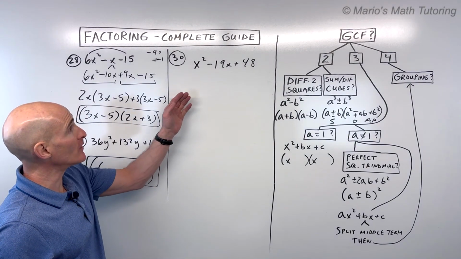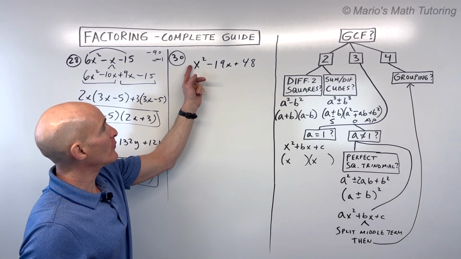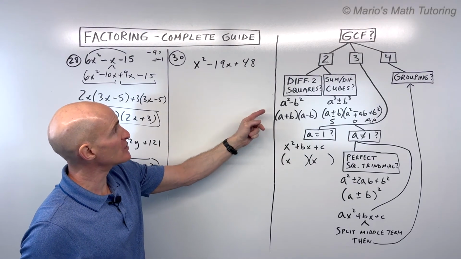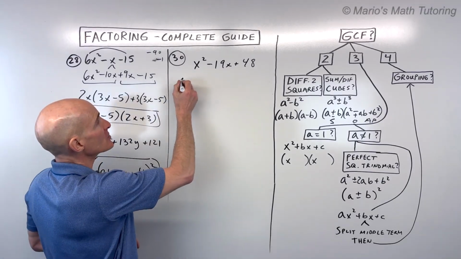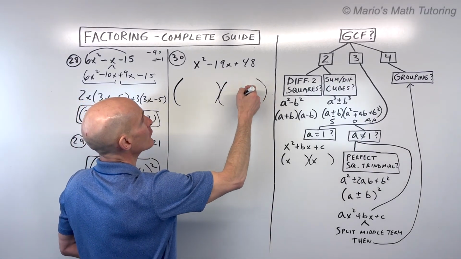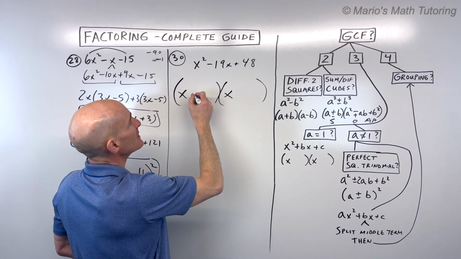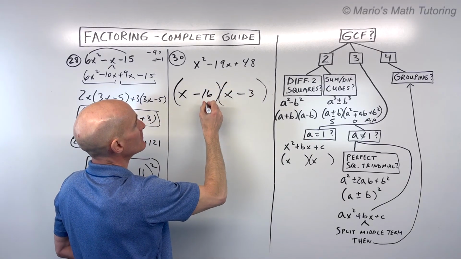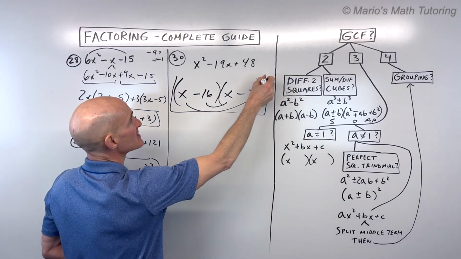Okay, last problem. We've got a trinomial. Leading coefficient's 1. There's not a greatest common factor. This one's kind of an easy one. We just have to say what multiplies to the c value but adds to the b value. So can you think of two numbers that multiply to 48 but add to negative 19? This would be negative 16 and negative 3. That multiplies to 48, but the negative 16x and negative 3x give you the negative 19x.